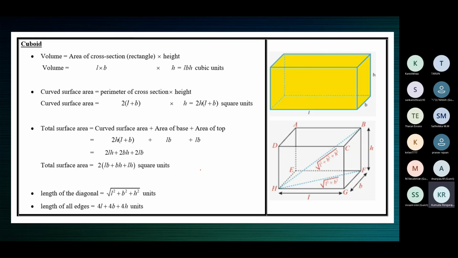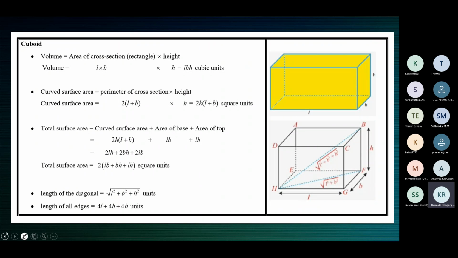You can slice up the cuboid to identical rectangles. You can make thin slices of identical rectangles. So we say that the uniform cross section of a cuboid is a rectangle. The cross section is a plane figure. When we say cross section, it's a plane figure. For a cube, the cross section is a square. For a cuboid, the cross section is a rectangle.